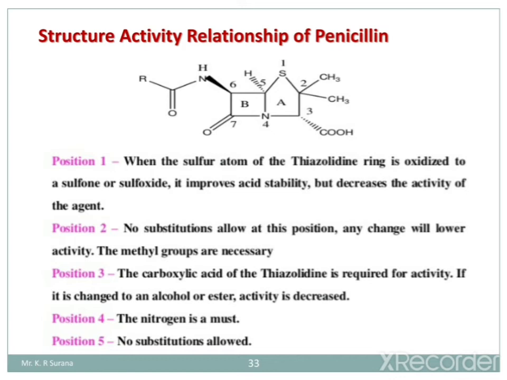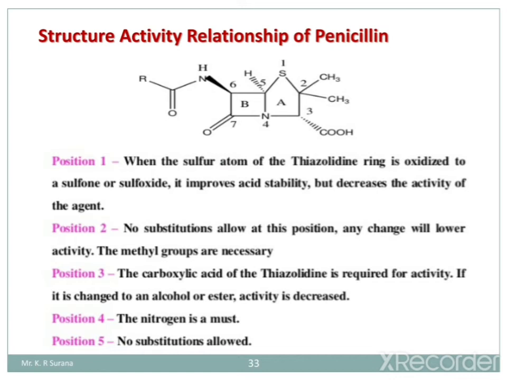It means the sulfur present at position 1 is necessary for its activity. At position 2, the second point, there are two methyl groups. No substitution is allowed at this position. Any change will lower the activity. The methyl groups are necessary.